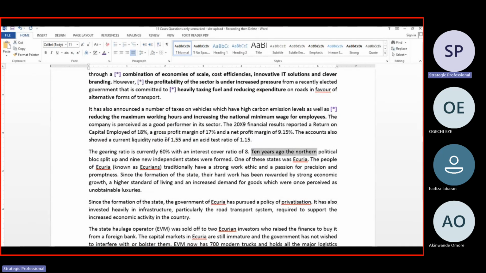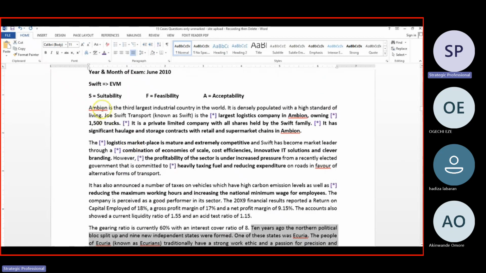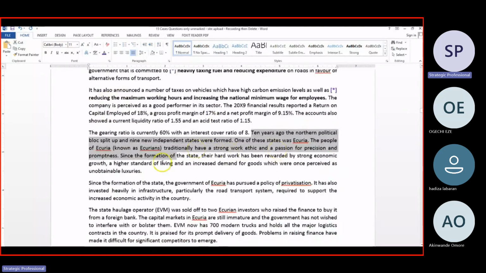10 years ago, the Northern Bloc split up and 9 new independent states were formed. One of the states is called Curia. The people of Curia, known as Curians, traditionally have a strong work culture, a passion for precision. So they're telling about another country. It's not about this country. This country is called Ambion. Now we are speaking about another country which is called Curia.